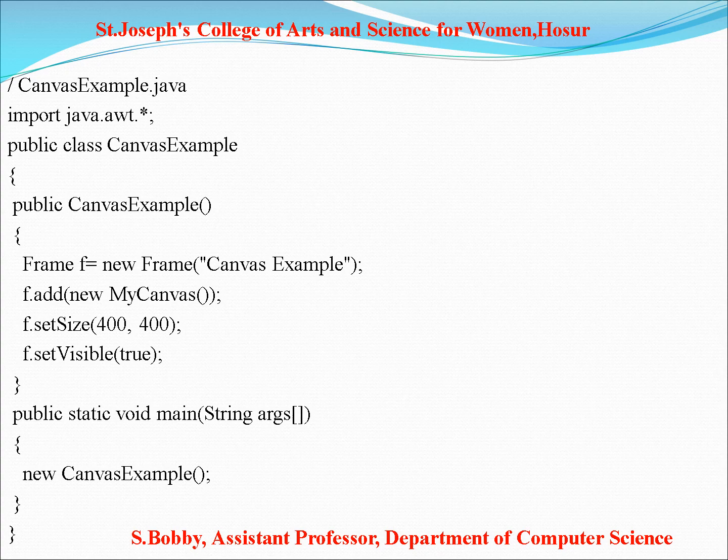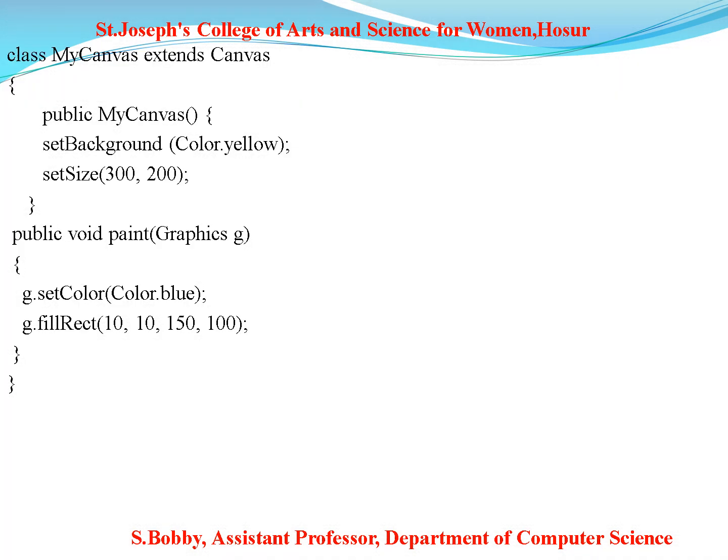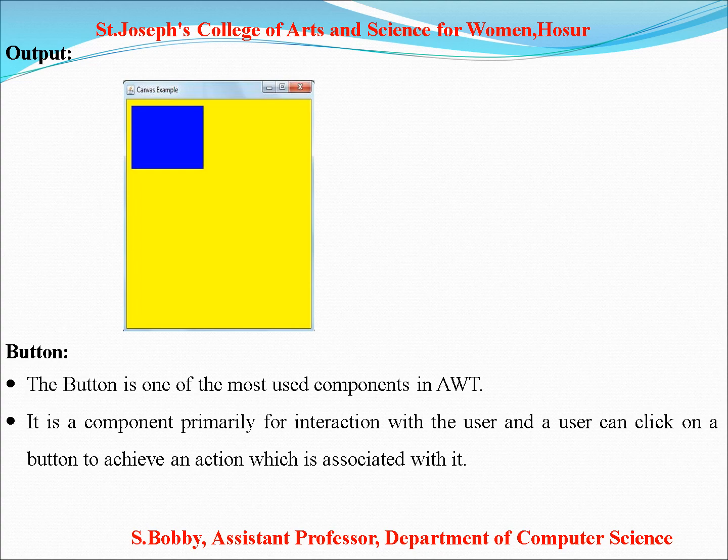First statement is the import statement. The next one, the main class. Then create the frame. Adding a new MyCanvas. Set the size in pixels. Make the frame visible. Main method. Then a class that extends Canvas, MyCanvas. Then the next one, the paint method. See, this is the output of canvas.